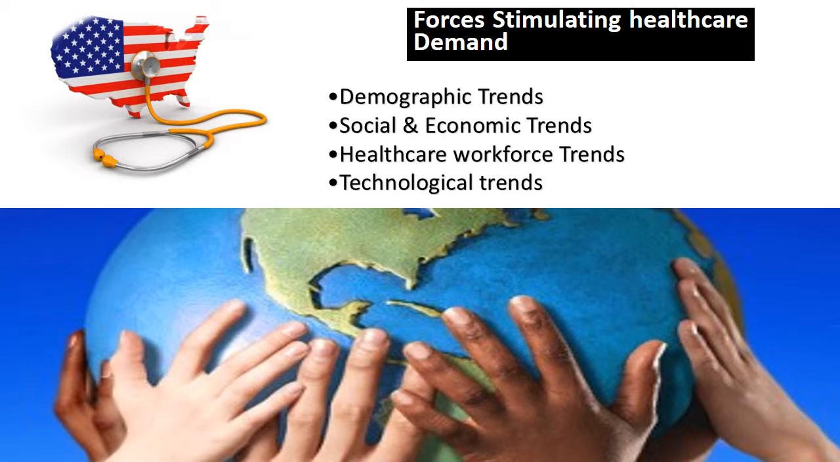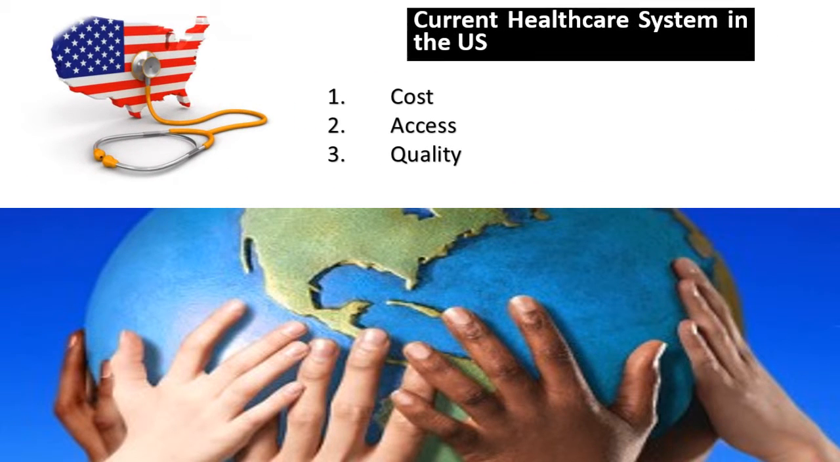The state Children's Health Insurance Program uses health information technology and builds on Medicaid to provide insurance coverage to low income uninsured children who are ineligible for Medicaid. In summary, the current healthcare system in the U.S. is influenced by the cost of healthcare, access issues, how well people can access services, and the quality of healthcare.